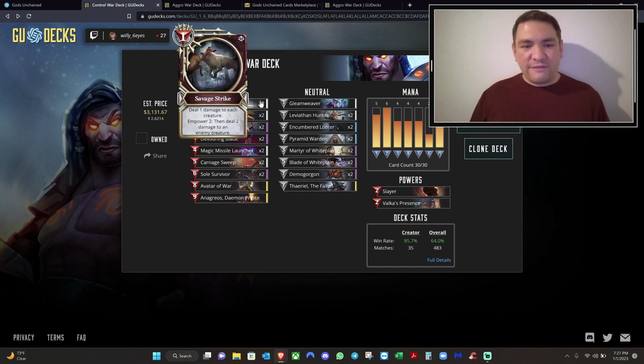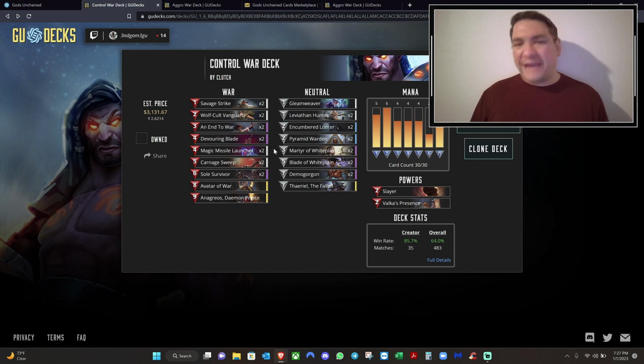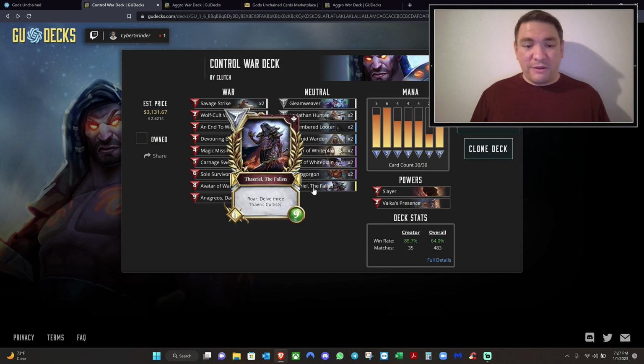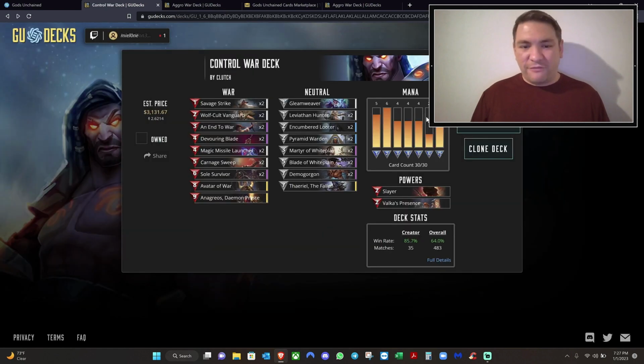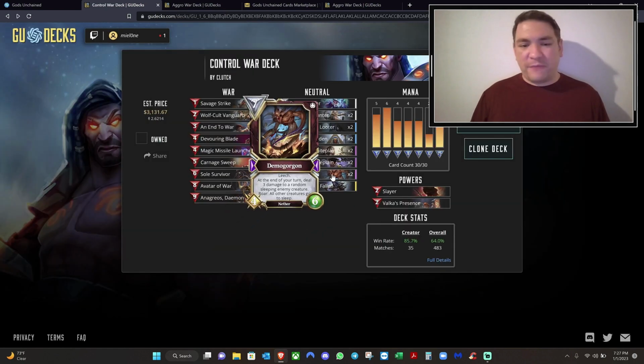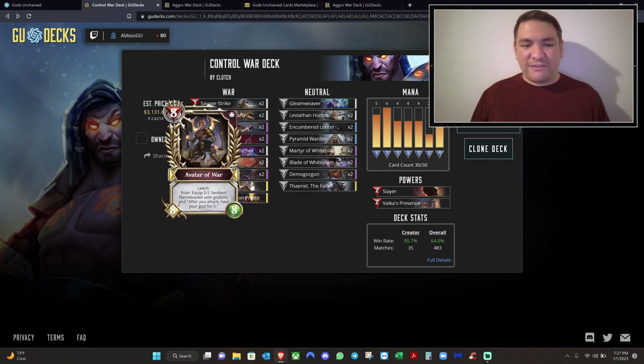Some of these are obviously on the smaller side, Savage Strike, Carnage Sweep. Some of these we already have. We were using the Devouring Blade in a couple of videos. But then we have some of the big boys. This is why this deck comes out to 2.6 ETH, which is $3,100+, right? Therial the Fallen, I believe, is almost $500 just for this one card, obviously the end game win scenario for this deck. But you have a bunch of other popular ones: the Demigorgons, the Pyramid Wardens, the Avatar of War.